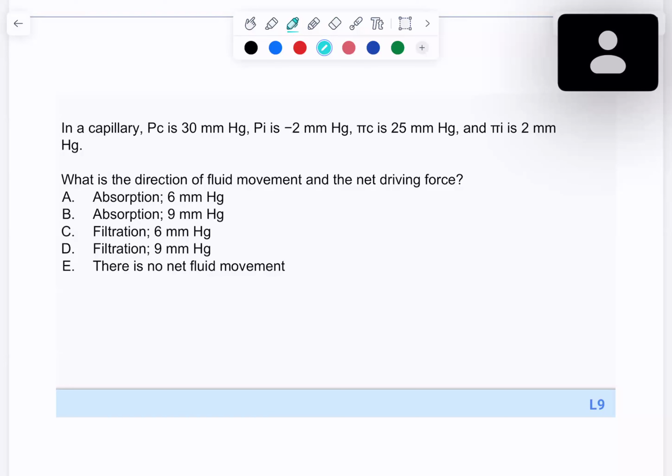MashaAllah. So what you do here is, first of all, what is the equation? You need to subtract the hydrostatic pressures, and you need to subtract the oncotic pressures, and then subtract the two from each other. And so 30 minus 2 is equal to 30 plus 2.